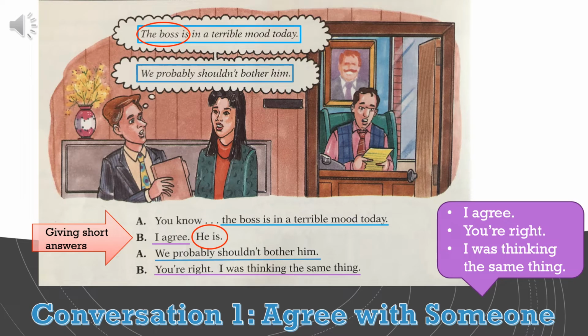Conversation 1. Agree with someone. In a conversation, when you agree with someone, you can say things like, I agree. You're right. I was thinking the same thing.